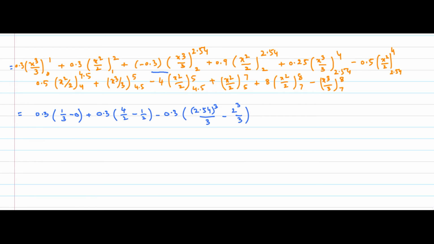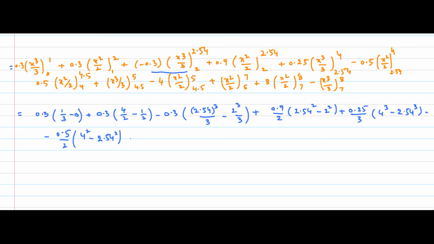For this one, we can take this 3 away from that. Okay, no issues at all. So let me go ahead with that procedure only. 0.9, take out this 2 away from this, divided by 2, into 2.54 square minus 2 square, simply, plus 0.25 divided by 3 into 4 cube minus 2.54 cube, minus 0.5 by 2 into 4 square minus 2.54 square.